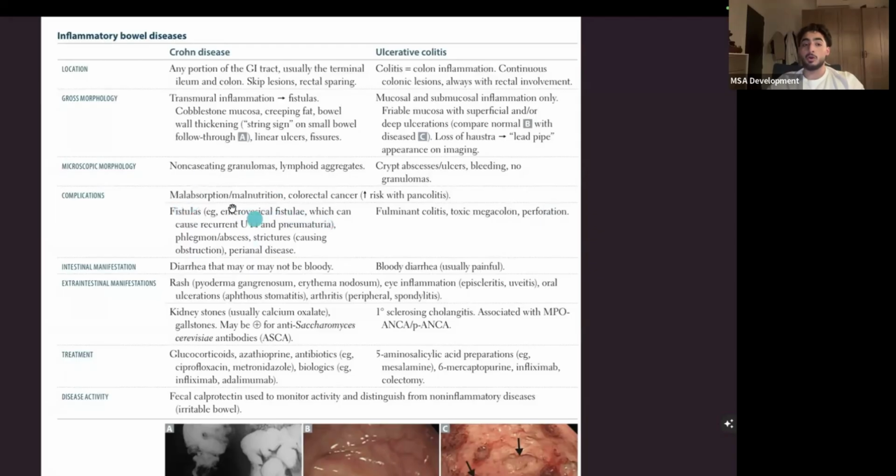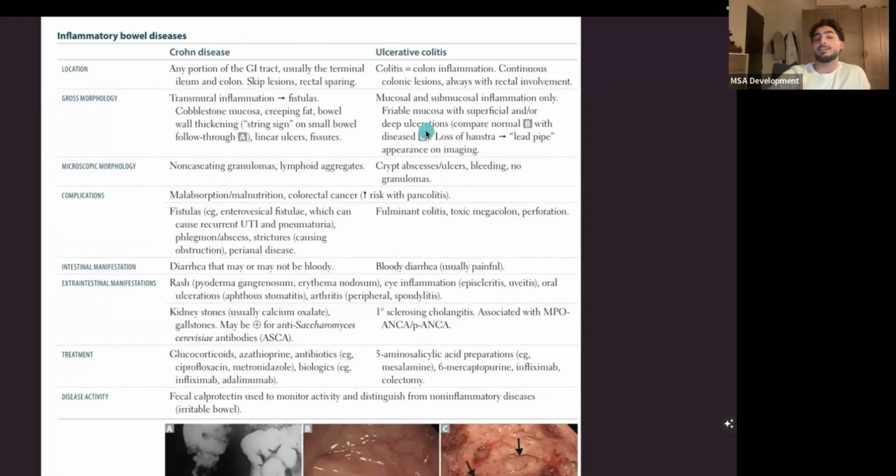And again, back to Crohn disease: fistulas can cause intravesical fistulas, which can cause recurrent UTIs and pneumaturia, and strictures, which can cause obstruction. So if they ask you what type of inflammatory bowel disease is most commonly going to cause small bowel obstruction or bowel obstruction in general, it's going to be Crohn's disease because of the strictures and the adhesions, and perianal disease. So you could get a patient with anal fissures or anal abscesses, and that's also a sign of Crohn disease.